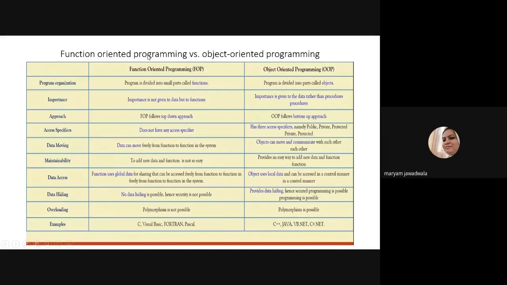Examples of function oriented programming are C, Visual Basic, Fortran, Pascal. Examples of object oriented programming are C++, Java, VB.NET, C Sharp.NET. Okay.